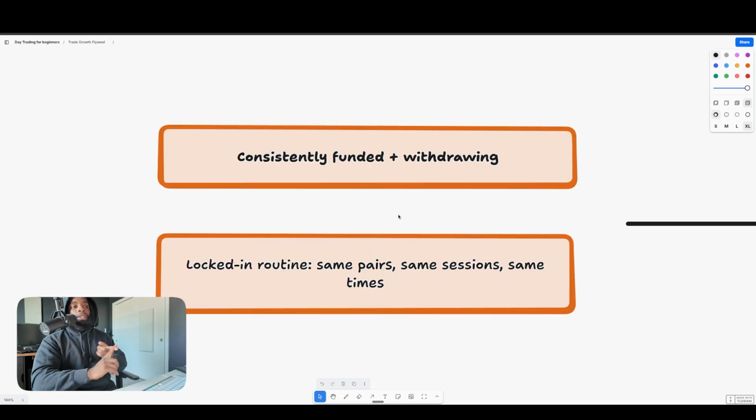So basically, consistency, funded plus withdrawing. So all you want to worry about is being consistent. And the only way to be consistent is to follow everything we just talked about.